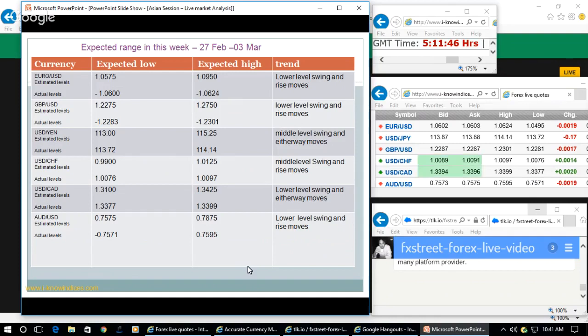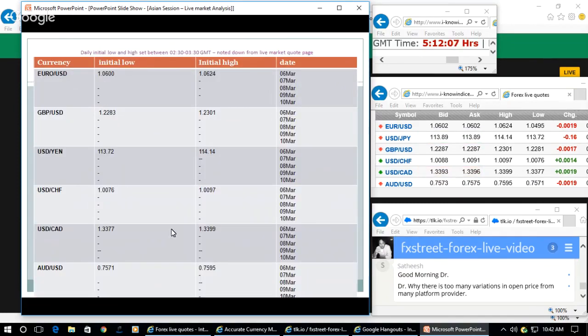They could make the moves in the market. Watch carefully, and then we will come to the market reading. Before that, there is a question.